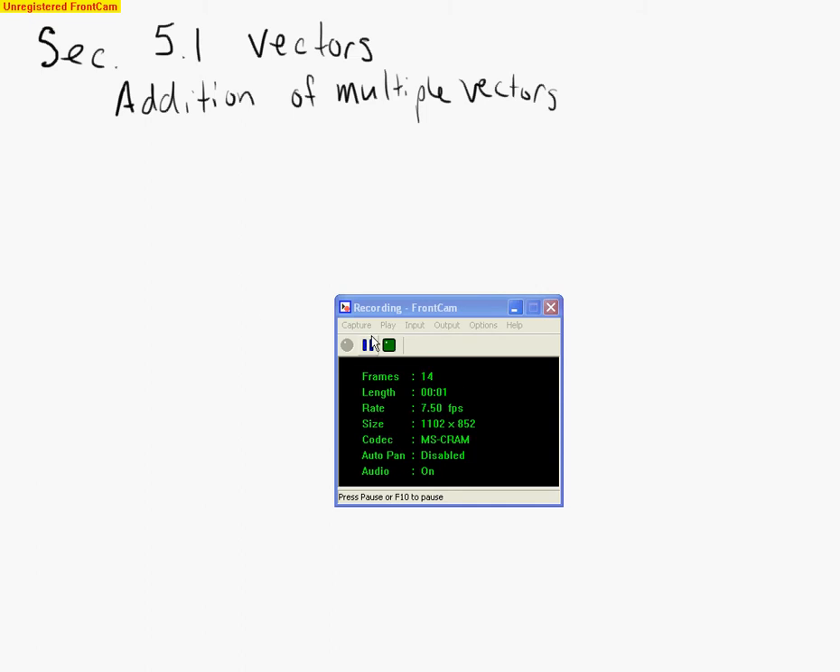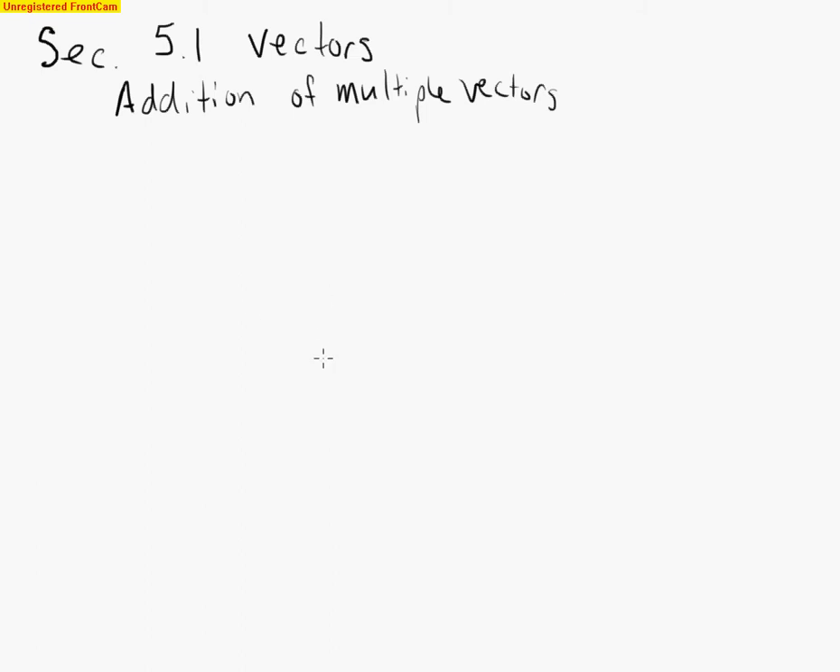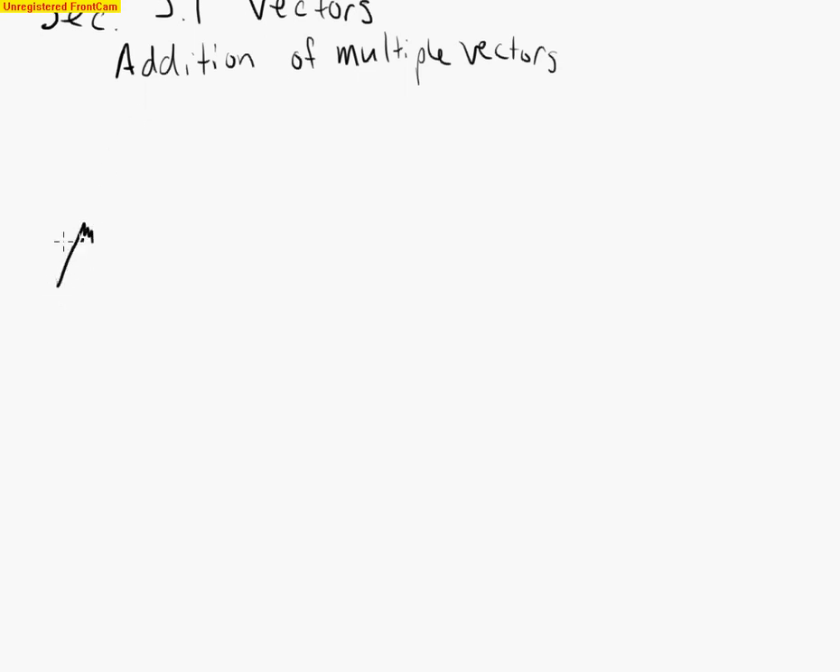In this video I'm going to show you a couple examples of how to add multiple vectors together when they're not at right angles. So we saw in class already that if we want to add vectors we have to put them tip to tail. So let's say we have a vector like this and another vector that's at a slightly different angle.